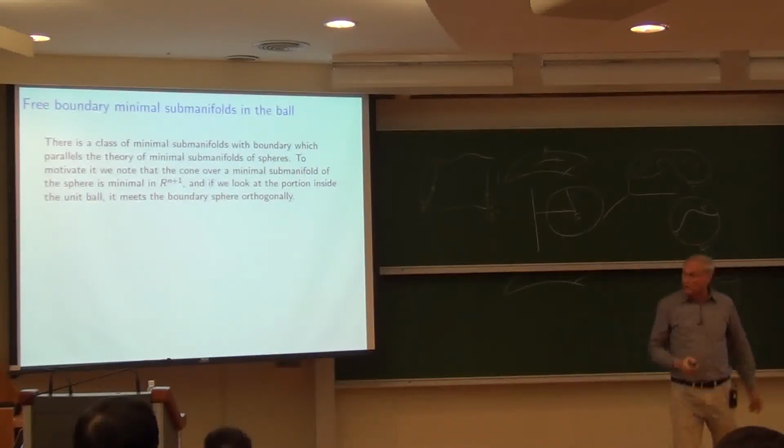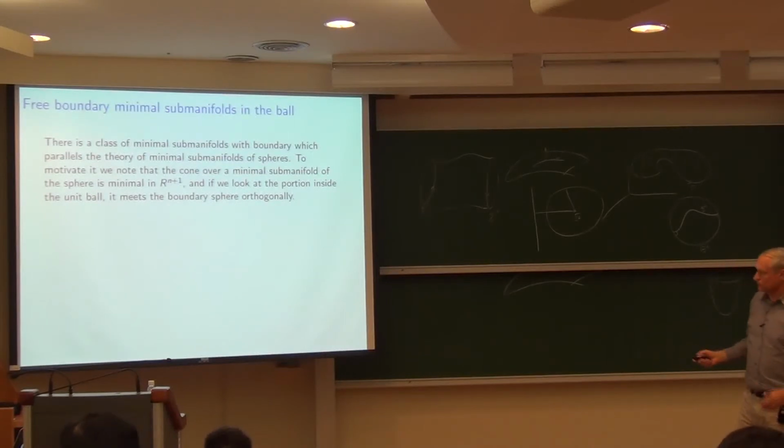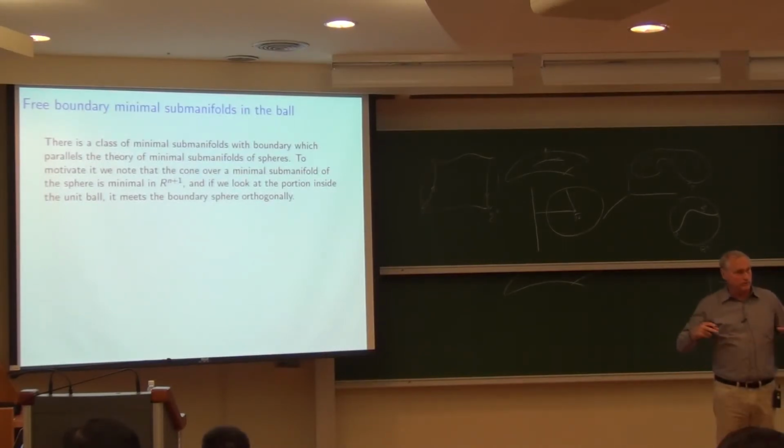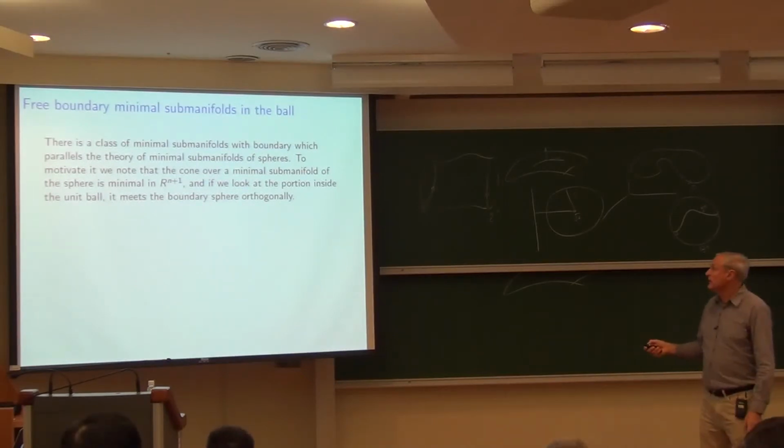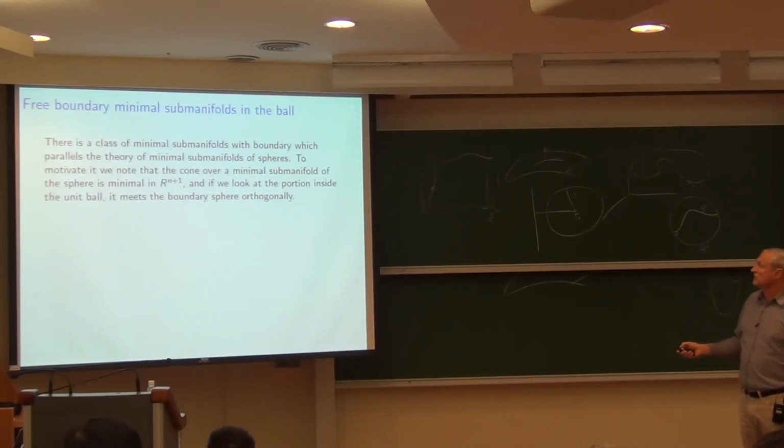And so one way to motivate this class is if we think of a minimal submanifold in the sphere, we can look at the cone over it. The cone over it is then a minimal submanifold in Rn plus 1. And then if we look at the portion inside the unit sphere, then of course that's one of these guys that meets the boundary orthogonally. But generally, there's a class of minimal submanifolds which have that property.